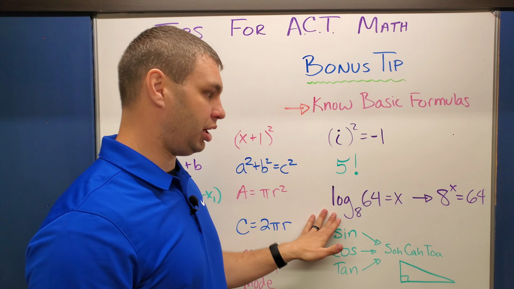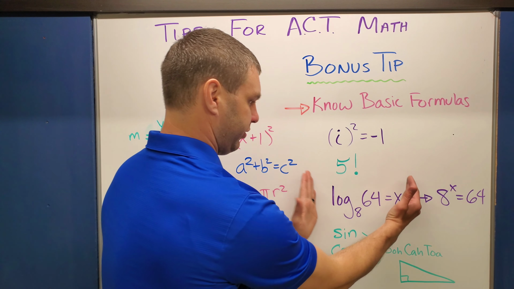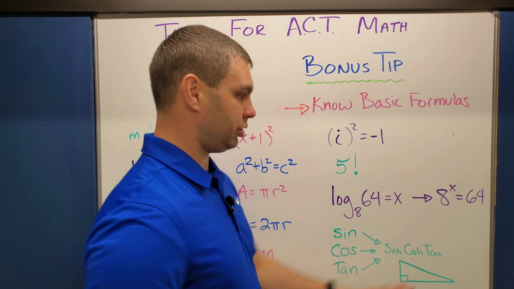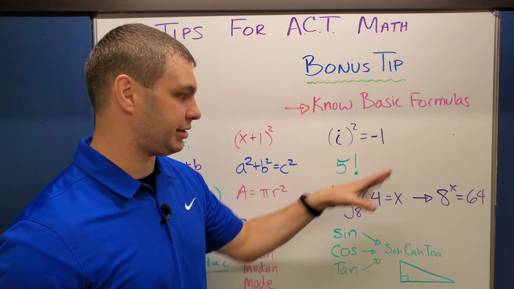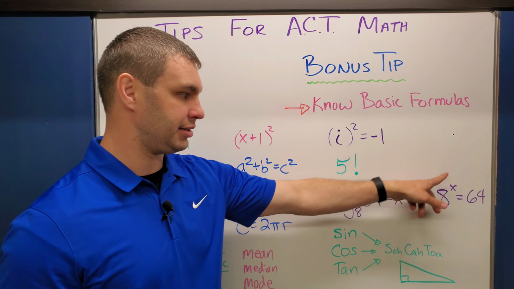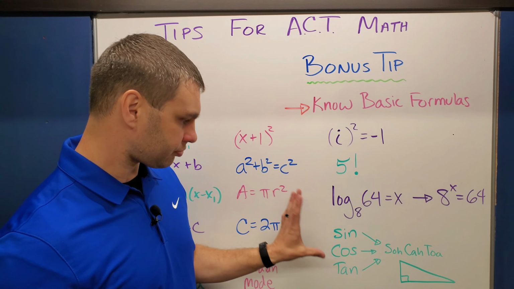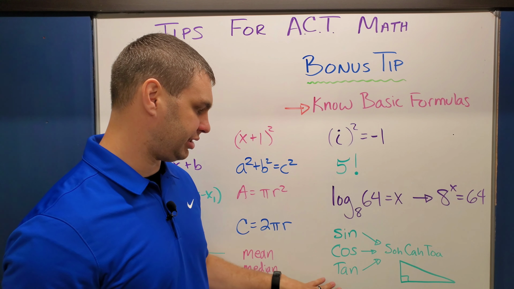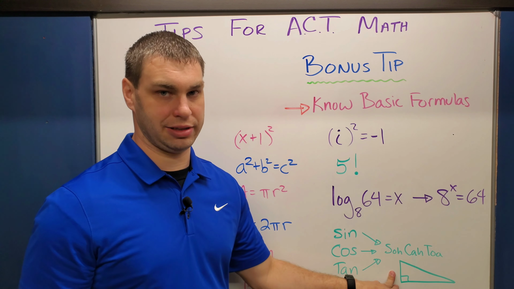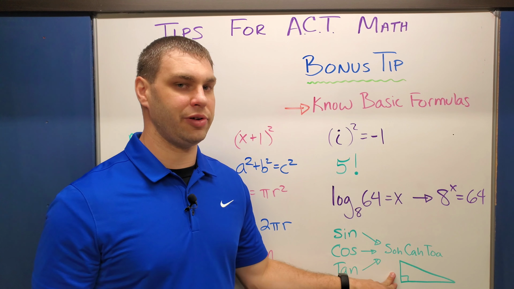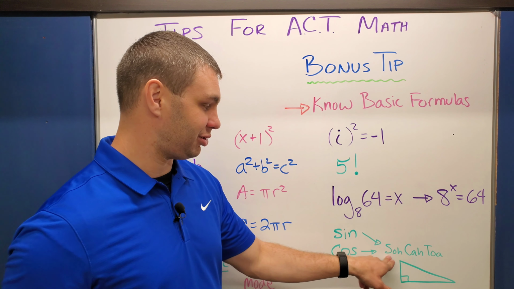Okay, you also have some log properties. So if you have this as an equation, it equals that, all right? 8 to the x is 64, and you can easily solve for x. X, of course, would be 2 in that one. Okay, and then the last one, you need to know sine, cosine, and tangent when it comes to right triangle geometry. And of course, the word that we've all known or used for that is SOHCAHTOA.